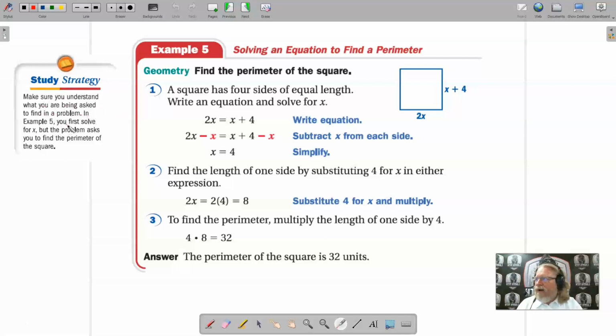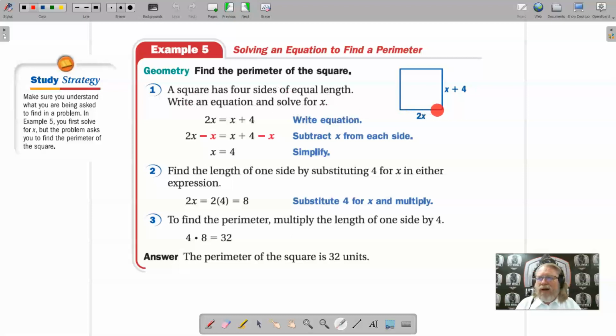In example 5, you first solve for x, but the problem asks you to find the perimeter of the square. So remember, perimeter is the distance around the outside, so we go around the outside here, right? But first, in order to do this, we have to know what the length of each of these sides is in order to know what the perimeter is. So a square has 4 sides of equal length, so write an equation, solve for x.